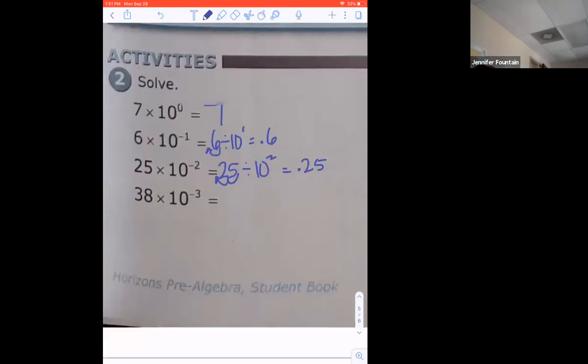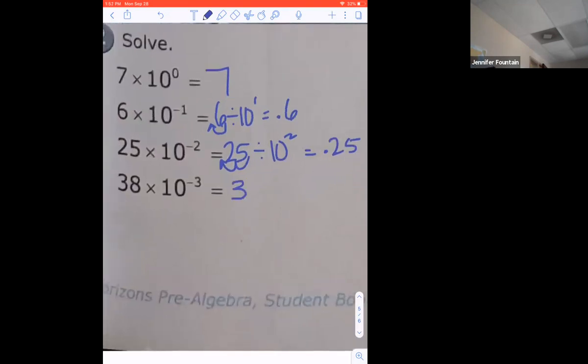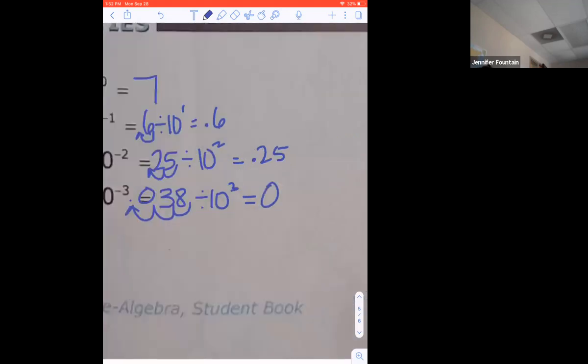Go ahead and do that last one. Change from multiplication to division. Your exponent goes from being negative to positive. So your decimal will move 3 places to the left. So 0.038.